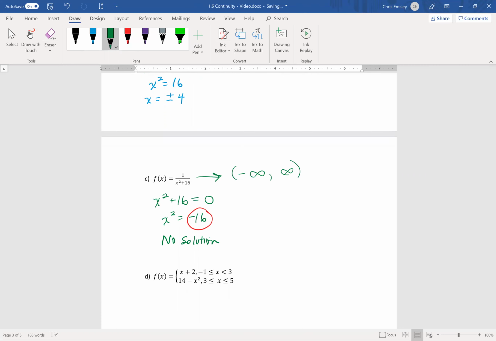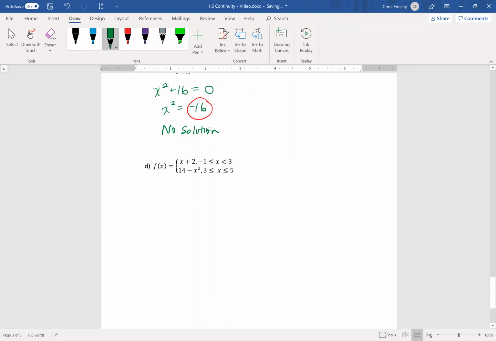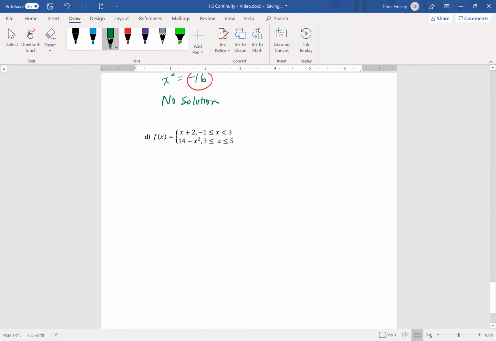And our final one here, this one is a piecewise function. You've probably seen piecewise functions in your college algebra class. So basically this function has two definitions. It's either going to be x plus 2 or 14 minus x squared, depending on which x value you have. Okay, so our function definition depends on our x values.